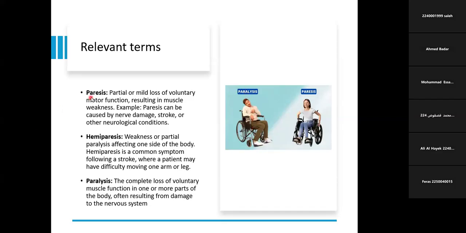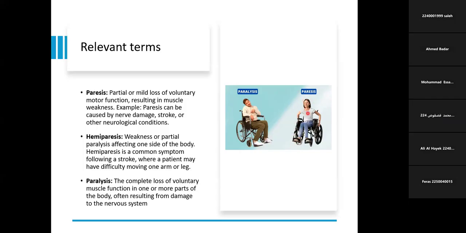So paresis is partial or mild loss of voluntary motor function resulting in muscle weakness. For example, it can be due to nerve damage or stroke or many diseases of the nervous system. If it is in half of the body, we call it hemiparesis. Half means one side, either right side or left side. Why not up and down? Because when we discussed the nervous system and the brain, I told you two words. One was contralateral, yani opposite side. The other was ipsilateral, yani same side.